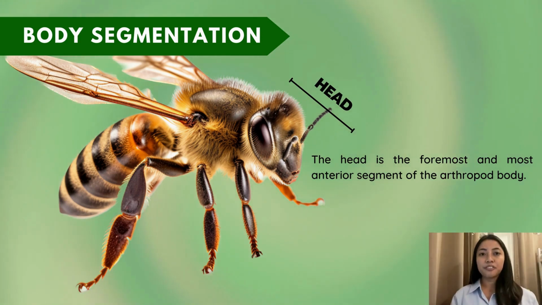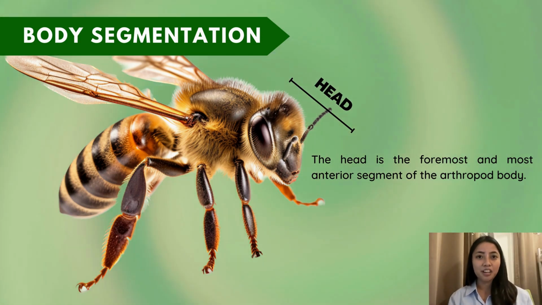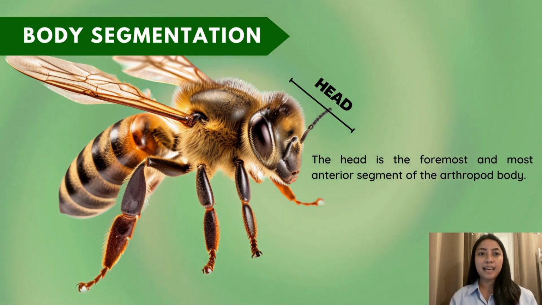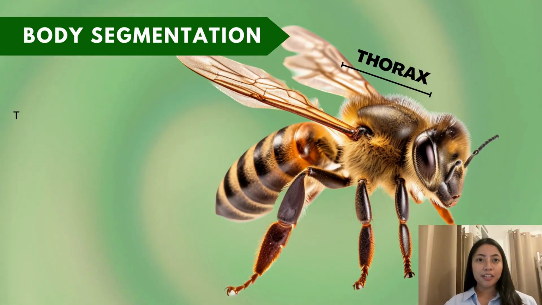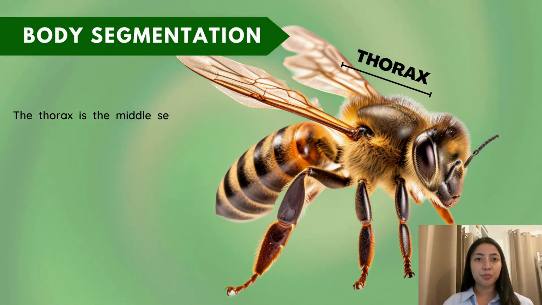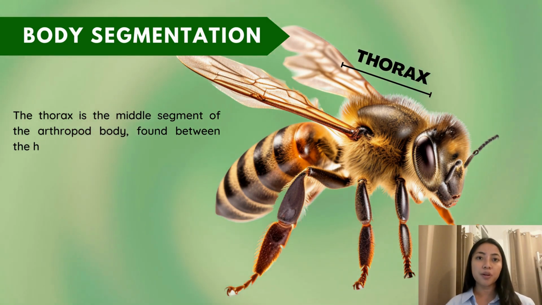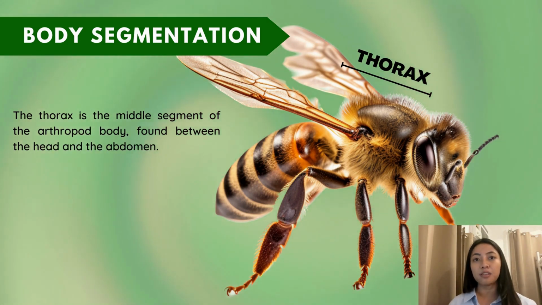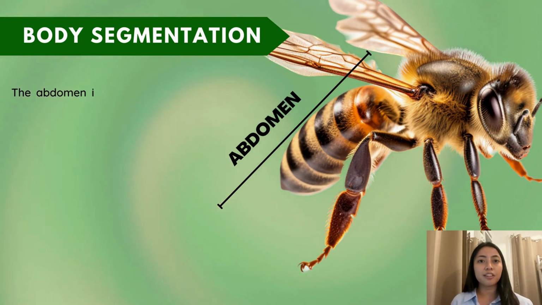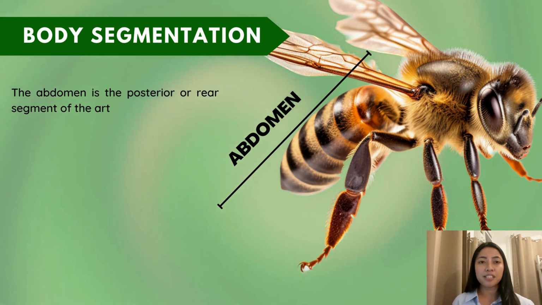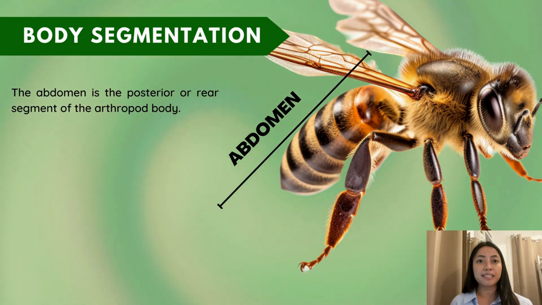Now let us start with the foremost and most anterior segment of the arthropod body, which is the head. The main function of this segment is that it houses important sensory and feeding structures. Now let us proceed with the middle segment of the arthropod body found between the head and the abdomen, which is the thorax. This part is primarily associated with locomotion. And lastly, the posterior or rear segment of the arthropod body is the abdomen. The main function of this segment is mainly for digestion, reproduction, and in some cases, respiration.